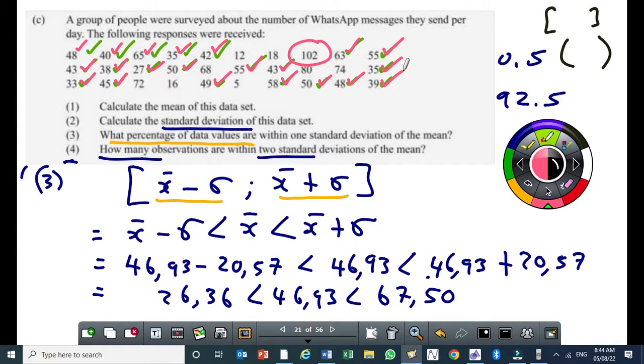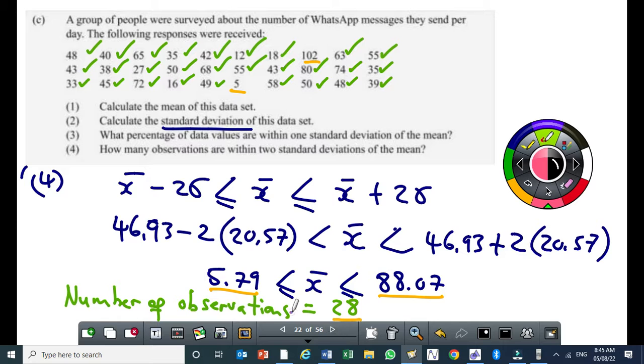count the ones that are within this interval here. So it will be 1, 2, 3, 4, 5, 6, 7, 8, 9, 10, 11, 12, 13, 14, 15. Okay, let me recount now. You see now, listen, you are busy talking. So we've got 6, 8, 10, 12, 13, 14, 15, 16, 17, 18, 19, 20, 21.